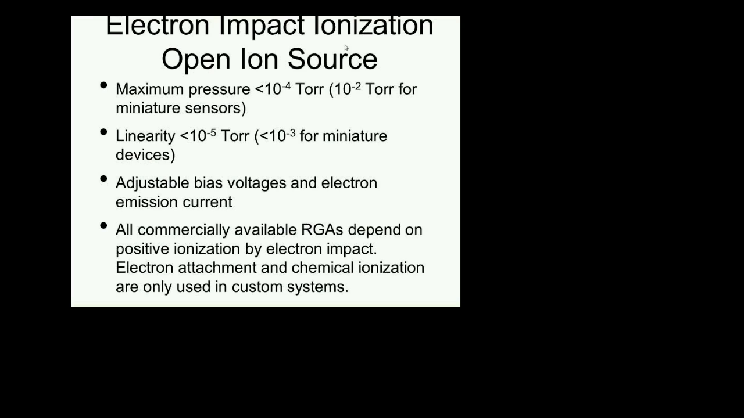So in other words, if you're thinking you're going to make a calibration curve, where you say, all right, I'm going to calculate the sensitivity for this one gas and I'm going to use that everywhere, I would not use a linear sensitivity factor for pressures above 10 to the minus 5 torr. Most electron impact ionization sources, as I tell you, have an adjustable bias voltage and electron emission current.